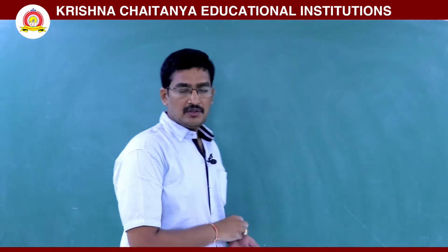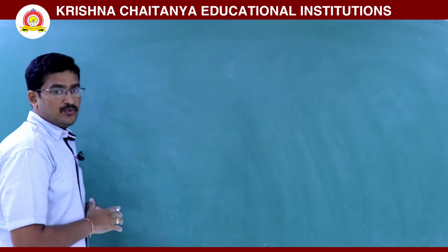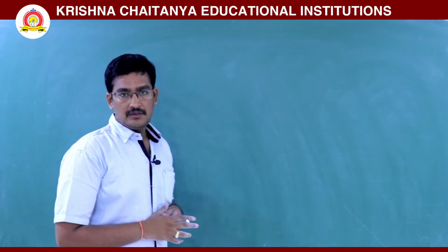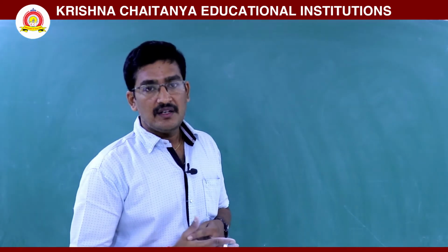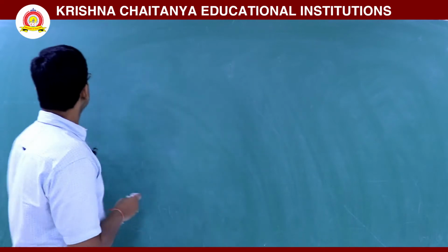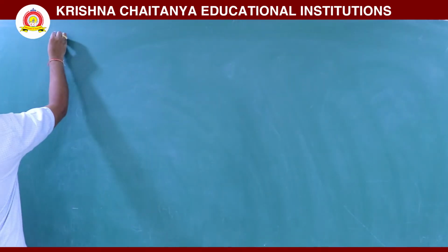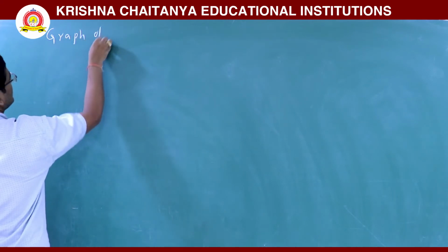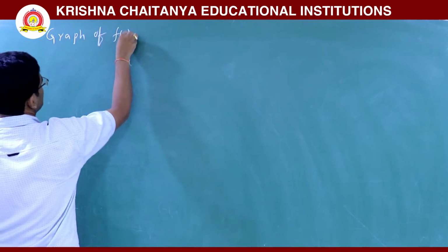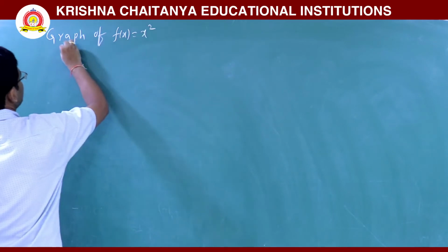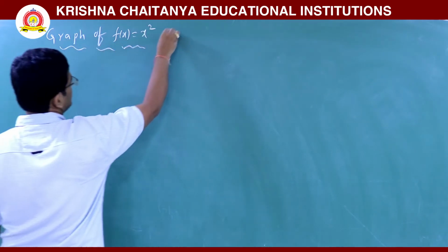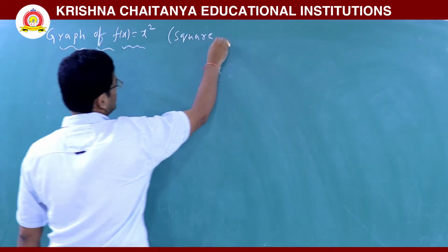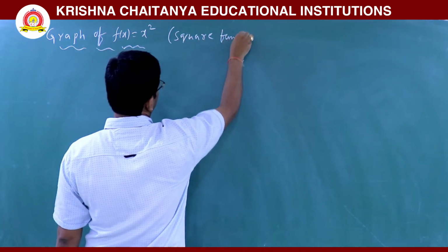Let me explain one more graph, which is y equals x square. The graph of f of x equals x square, which we have to discuss now, is also called the square function.